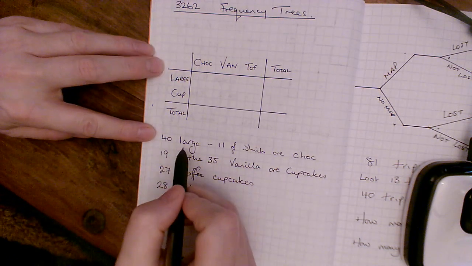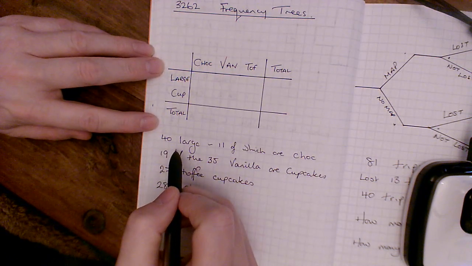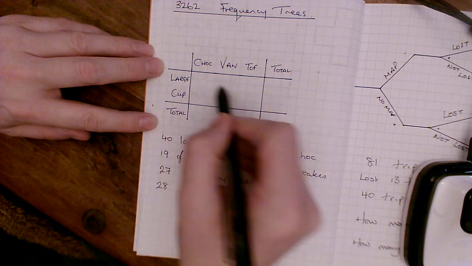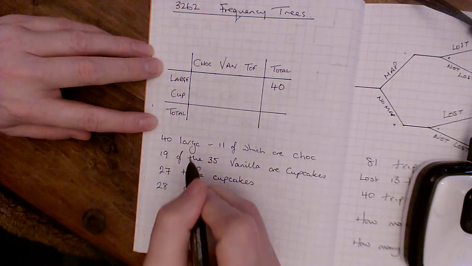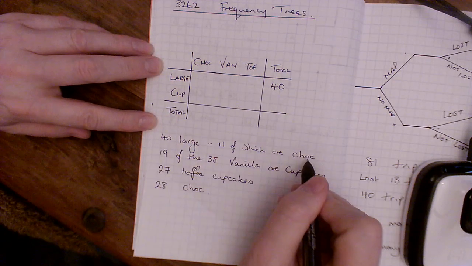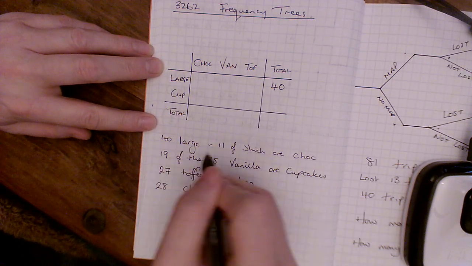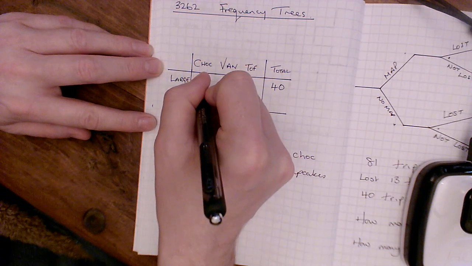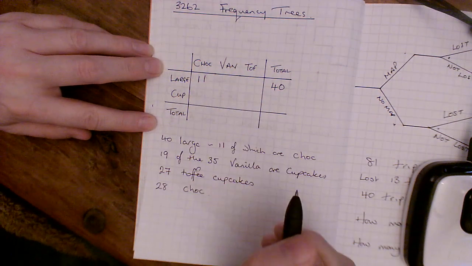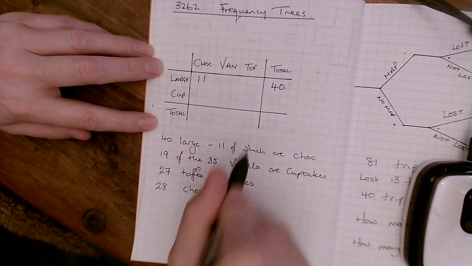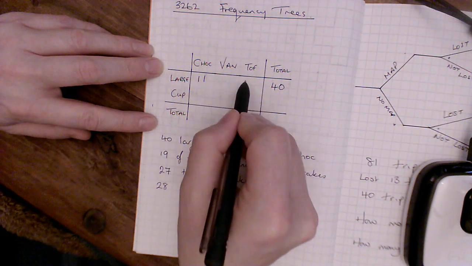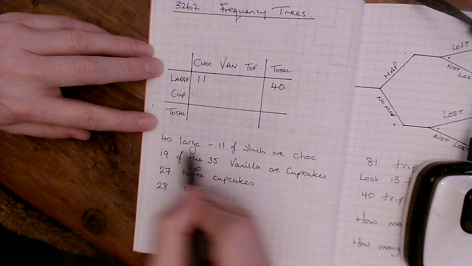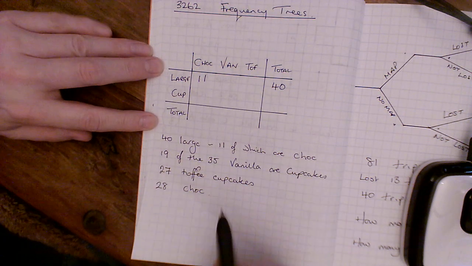So 40 large, those 40 large cakes. If I go to the large cakes, there's 40 in total over here, so I can put 40 large cakes over there, 11 of which are chocolate, so I can put 11 in here. Okay, now that secretly tells me that there's now 29 vanilla and toffee large cakes. So I'm reading into this sentence.